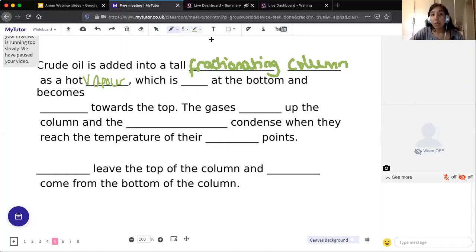So remember the difference between evaporation and boiling. Boiling is when all of a liquid becomes a gas. Evaporation is when slowly that liquid turns into a gas, but not all of it has turned into a gas yet. So we say vapor.